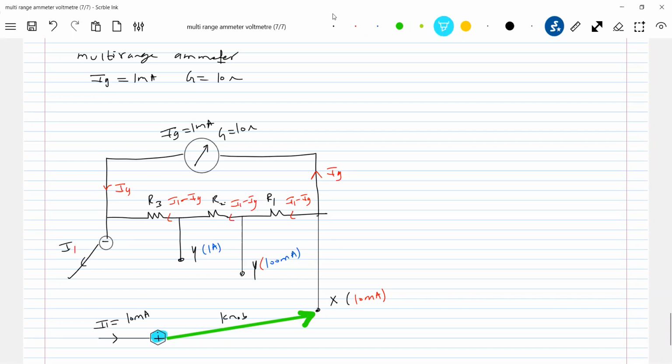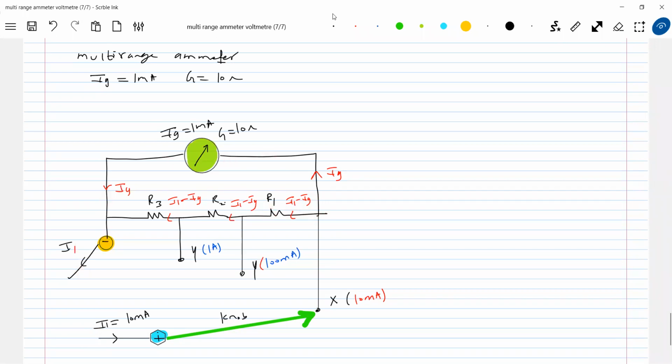Okay, fine. So these are the knobs. This is a galvanometer. I'll call this circuit a multi-range ammeter. So as I rotate the knob, where is the knob now? The current of 10 milliampere, which has to be measured, will flow like this. It will branch out: I1 minus Ig through the shunt, and Ig through the galvanometer. Then it will be I1.